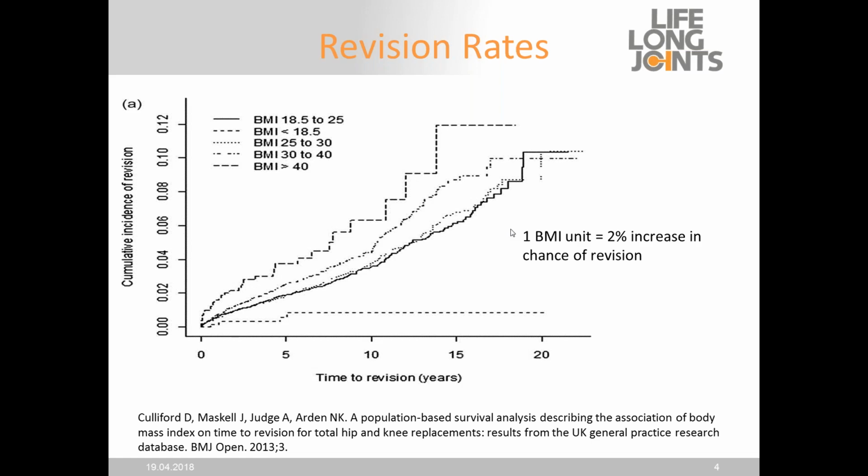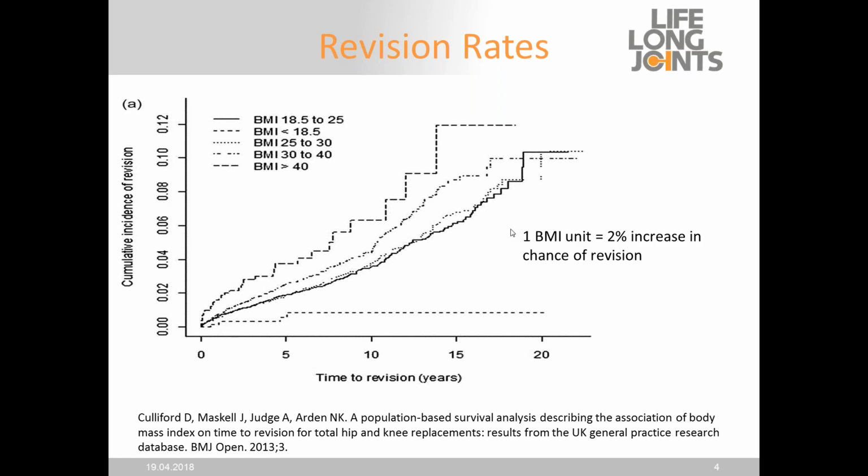And in this study, it was suggested that for every 1 BMI unit increase, there's a further 2% chance of revision. So for this data particularly, we can hypothesize why higher BMIs might have a higher revision rate. We can say that the higher load from the increased weight would cause the increase in revisions. But we don't really know how these patients are functionally different other than an increased load.